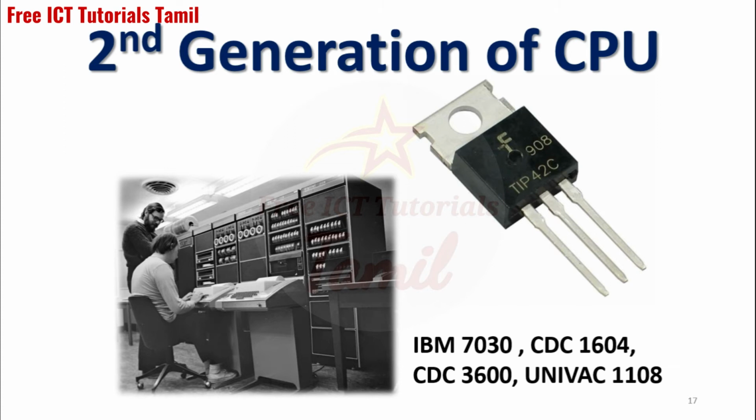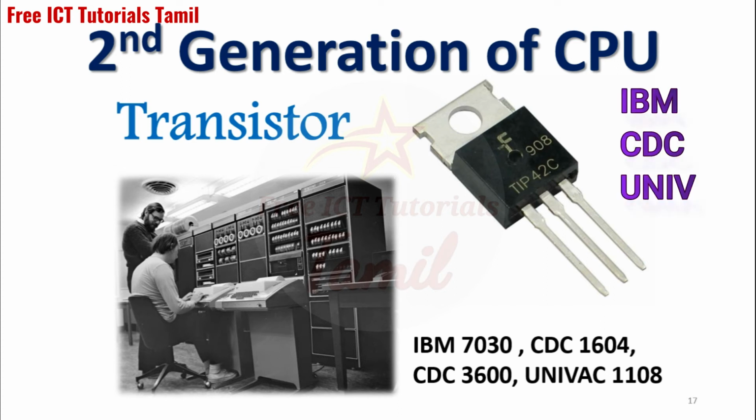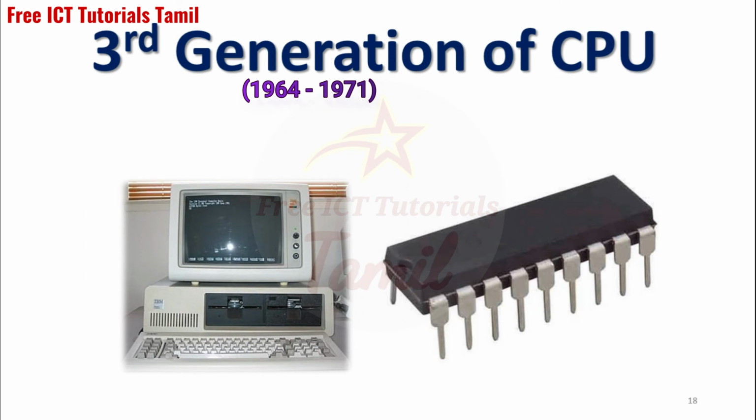Second generation of CPU. The period of the second generation was from 1956 to 1963. In this generation, the transistor was used as the electronic technology device. Second generation computers are smaller than first generation computers. Execution speed was measured in microseconds. Cost was also less than first generation computers. Examples: IBM, CDC, UNIVAC.